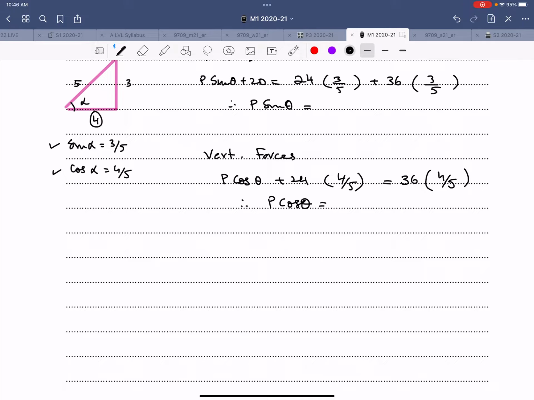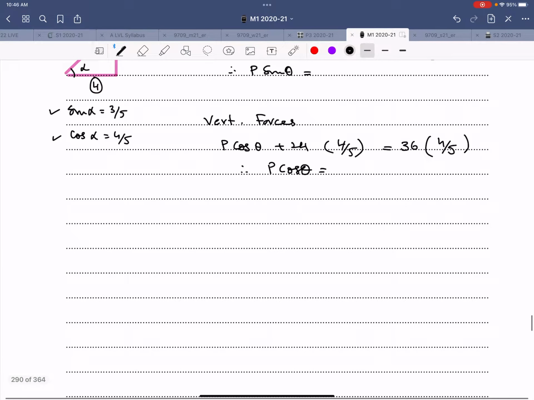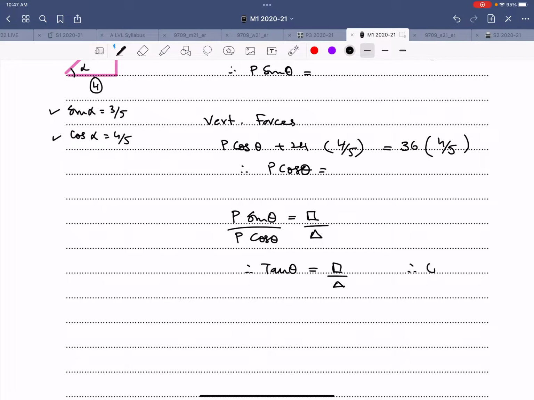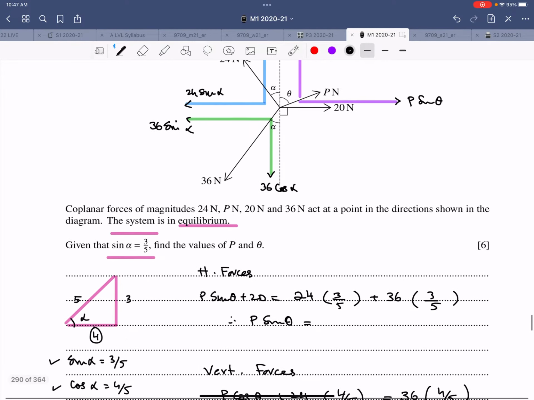So that is the working for this one. No need to find the angle, that is for sure, and you can read the examiner report also. So P sine theta equals something divided by P cosine theta equals something else. Therefore, tangent theta is this thing over this thing. You will find the value of theta and then plug in any equation and you will find the value of P. So that is the working for this particular question.